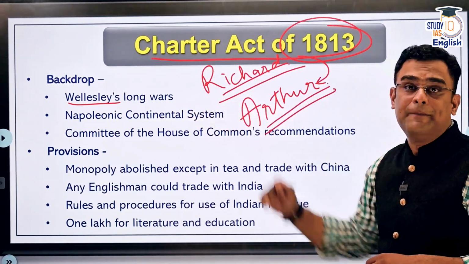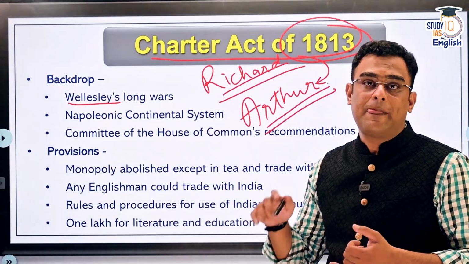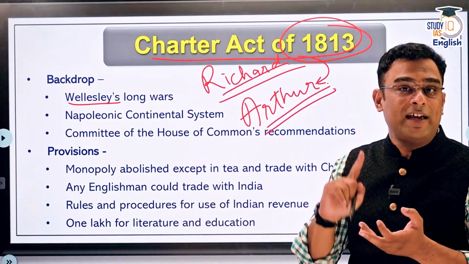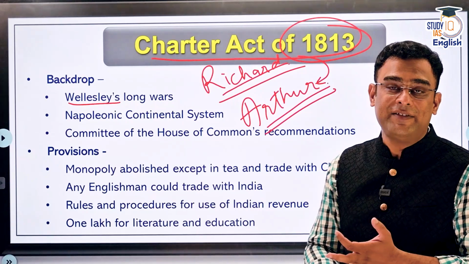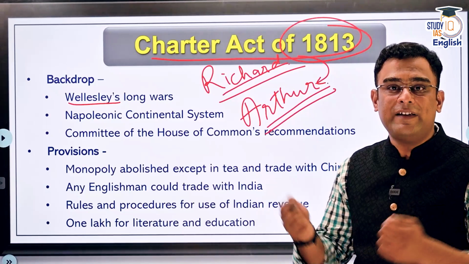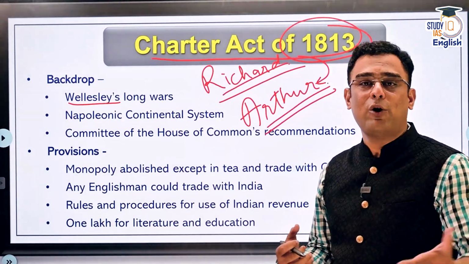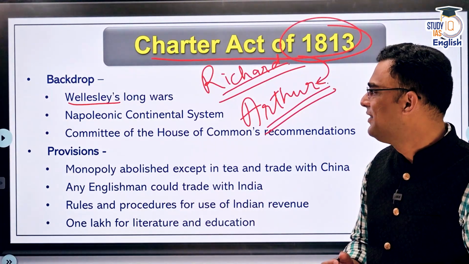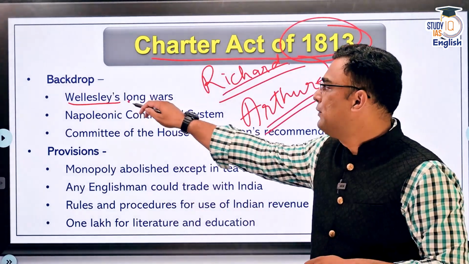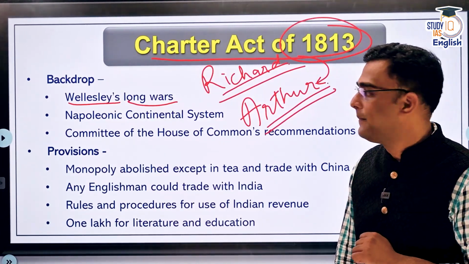So Richard Wellesley had waged long wars with many Indian powers. It was during his time that Tipu Sultan was finally defeated. It was during his time that the Maratha War took place. It was during his time that many other Indian princes were also facing pressure from the East India Company. He used to call himself the Royal Bengal Tiger, a very narcissistic person perhaps, but nevertheless he has left a very huge impact. So Wellesley's long wars had created a financial burden for the East India Company.